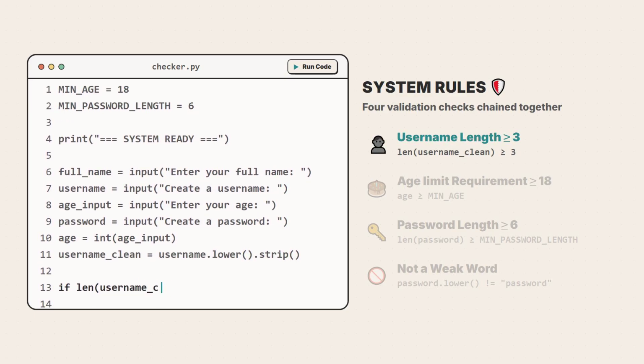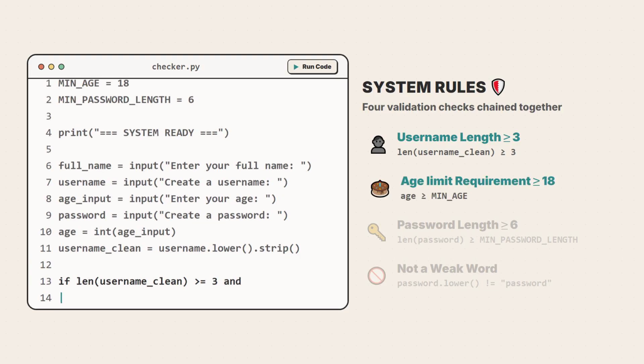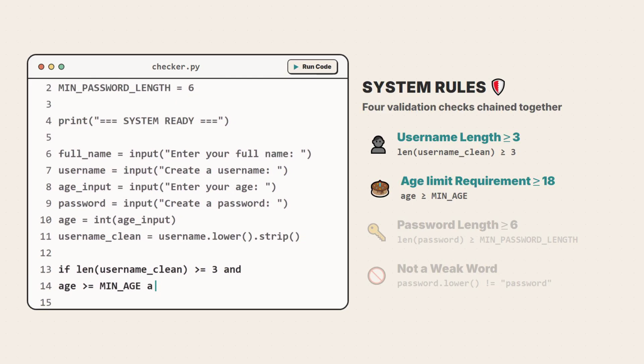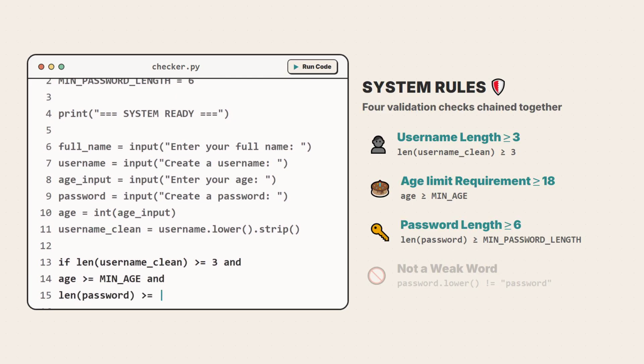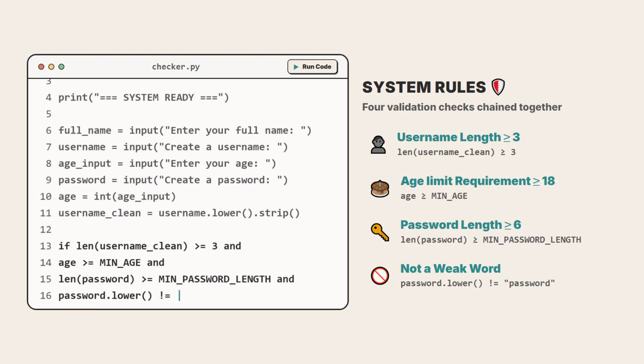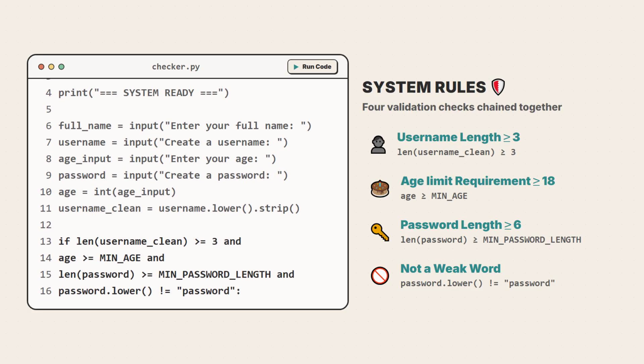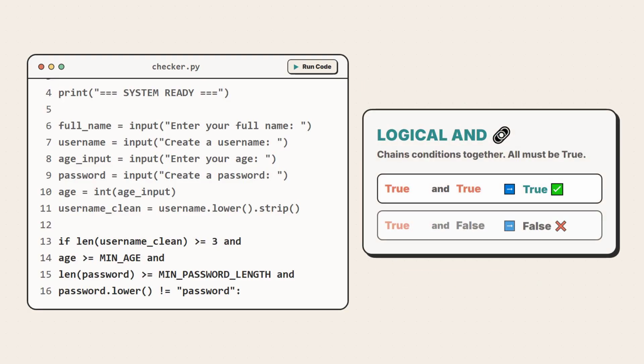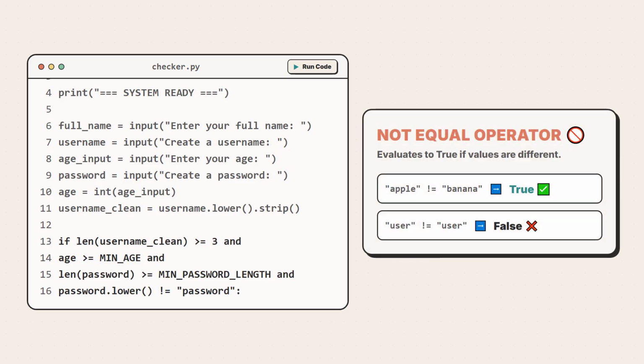Write if length of username clean is greater than or equal to 3 and age is greater than or equal to min age and length of password is greater than or equal to min password length and password.lower is not equal to password. Notice how we chain all these checks together using the AND operator. This makes sure that if even one check fails, the whole condition is false and registration fails. Also, we use the exclamation equals symbol, which means not equal to, to make sure the user didn't pick the weak word password.